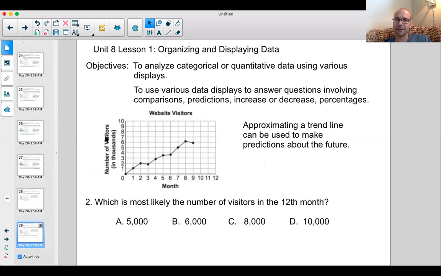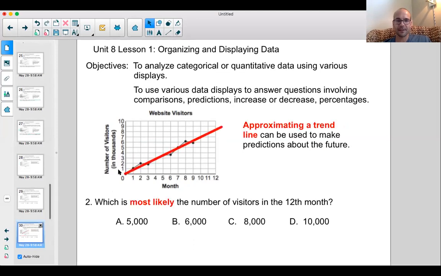But for now, we'll just use the visual, because this is what this chapter is about, visual displays of data. So which is the most likely number of visitors in the 12th month? Well, you can't use raw data because they didn't go out that far. But you can use the idea of this trend that's sort of developing here, which is it's certainly increasing a little bit. It's increasing sometimes a little bit faster, sometimes a little bit slower. It was actually a little dip here. But in the general trend, I would say that this line that I drew here is approximating the general trend.